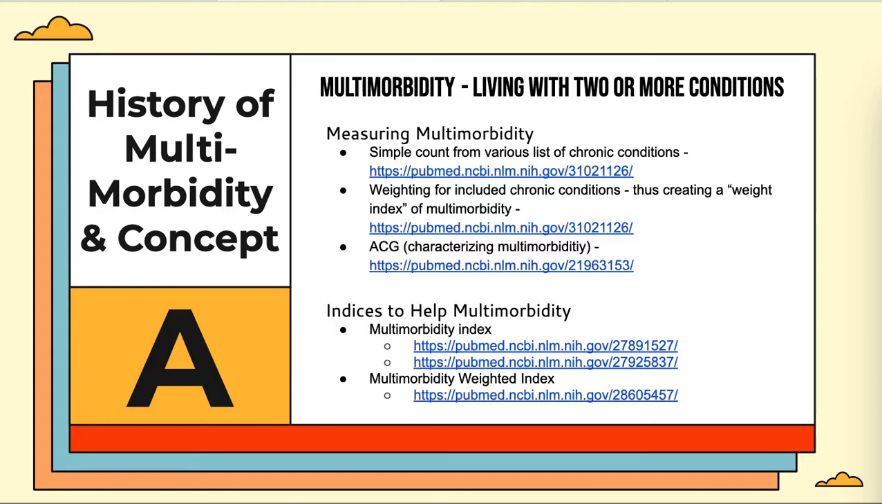And then, with the indexes to help measure multimorbidity, there are two of them. There's the multimorbidity index, which is found in those links, and then there's a different one called the multimorbidity weighted index, which focuses more on the weight of the conditions, and then from there being able to determine the mortality rate.